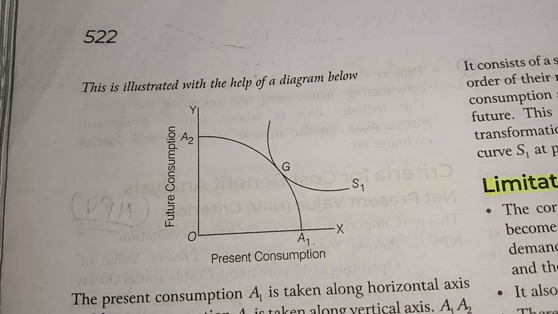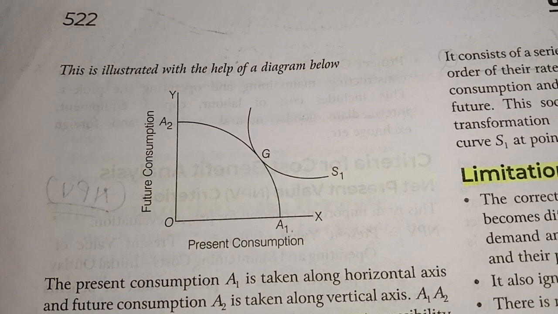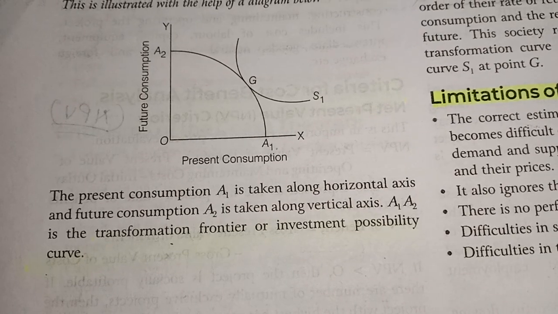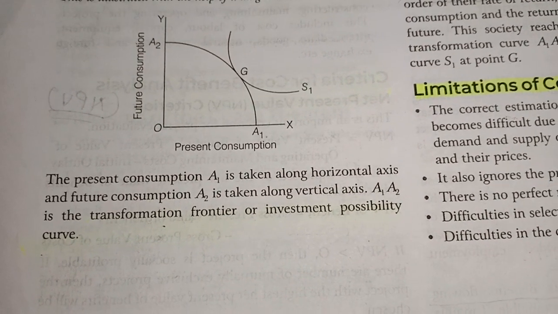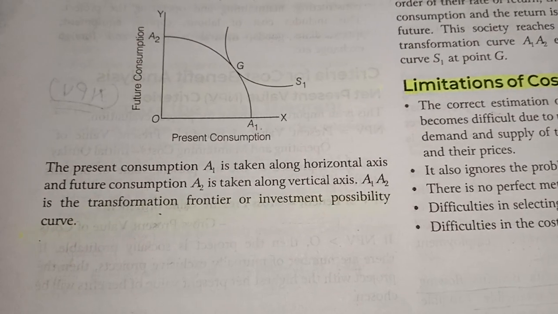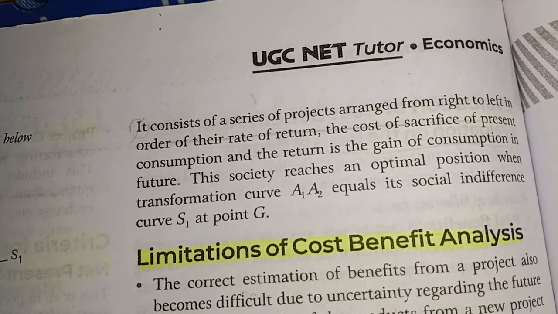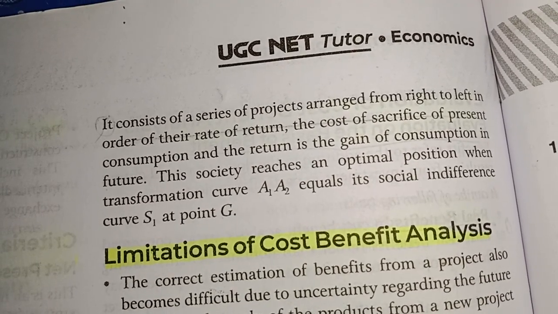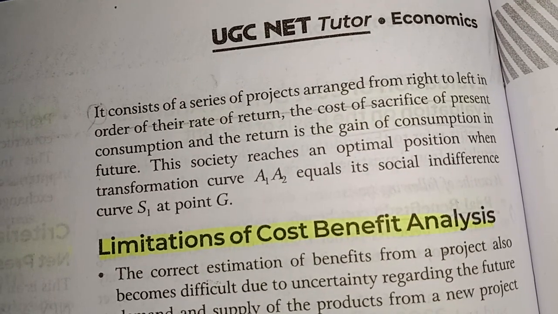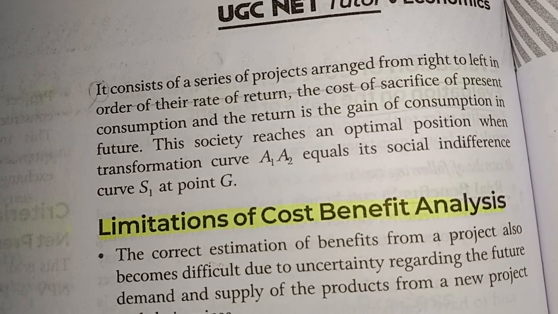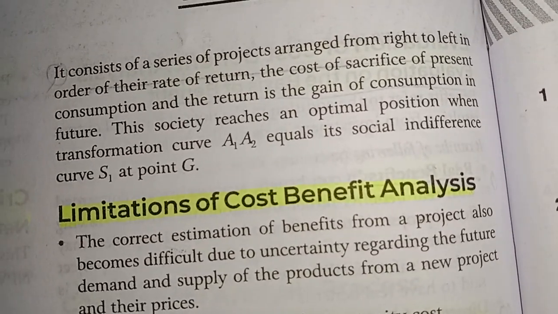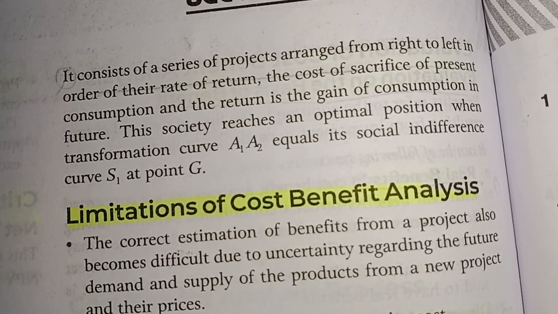This is illustrated with the help of a diagram below. We show present consumption on one axis and future consumption on the other. The present consumption A1 is taken along the horizontal axis and future consumption A2 is taken along the vertical axis. A1A2 is the transformation frontier or investment possibility curve. It consists of a series of projects arranged from right to left in order of their rate of return. The cost is the sacrifice of present consumption and the return is the gain of consumption in future. The society reaches an optimal position when the transformation curve A1A2 touches its social indifference curve S1 at point G.